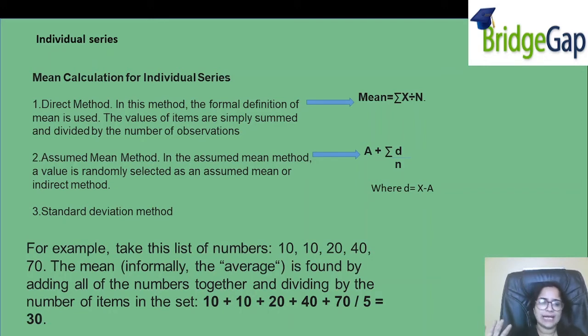Then comes the standard deviation method. First have a look at the direct method example. Suppose I have a list of numbers 10, 10, 20, 40, 70. The mean is simply the average using the direct method. So we add 10, 10, 20, 40, 70 and divide it by the number of items. How many numbers are there? 5. So dividing by 5, it gives us a simple answer, 30. This is the way in which we calculate it through the direct method.